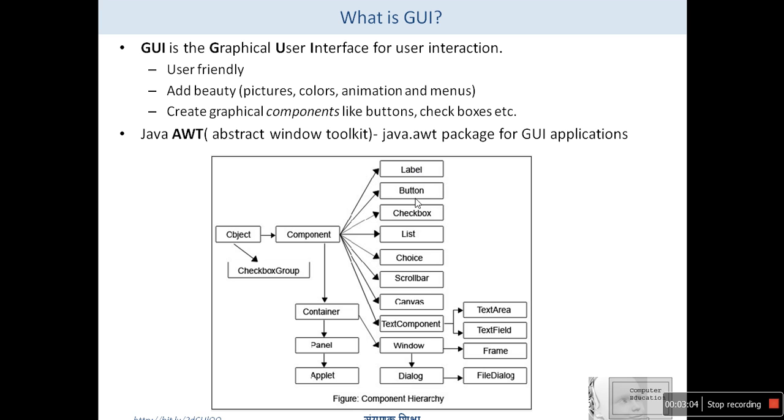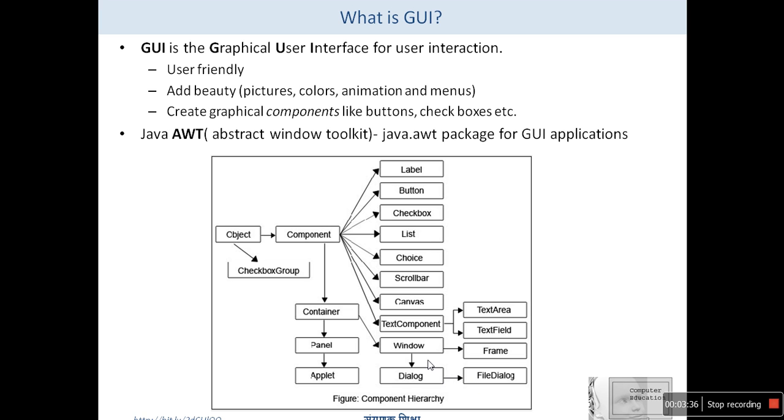So these classes can be instantiated whenever their use is there. For example, if you want to create a label, then you can instantiate an object of the Label class. Similarly for Button, Checkbox, List, Choice, Scrollbar, Canvas, TextComponent, Window, and Dialog. There are further subclasses of TextComponent, that is TextArea and TextField. There is a subclass of the Window class, that is Frame, and there is a subclass of the Dialog class, that is FileDialog.